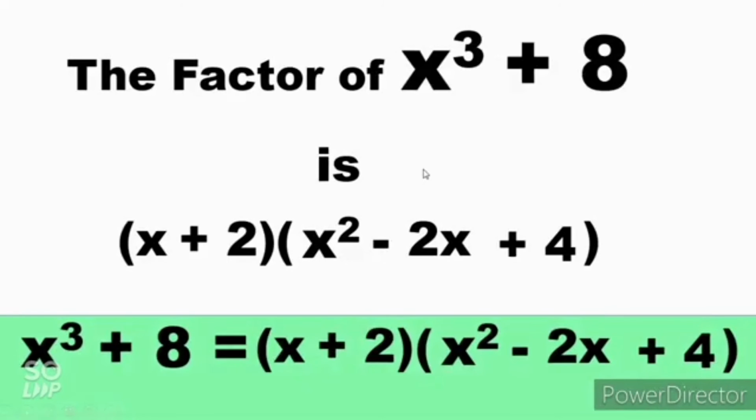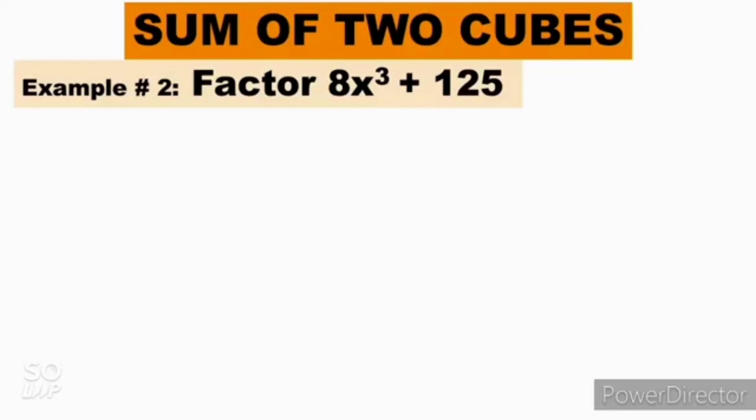Okay, the factor of x cubed plus 8 is the quantity of x plus 2 times the quantity of x squared minus 2x plus 4. Okay, so that is how to factor the sum of 2 cubes. Okay, next we have another example. Factor 8x cubed plus 125.